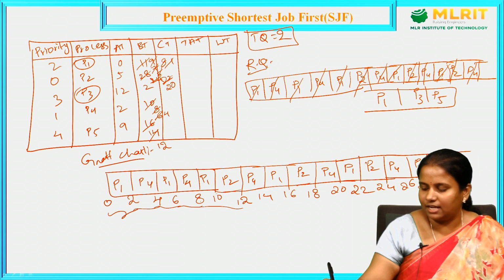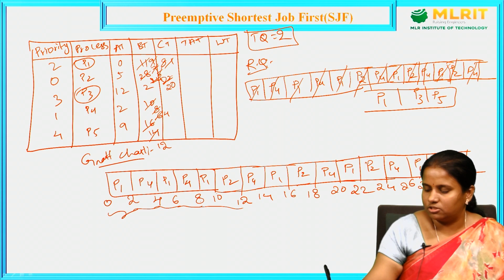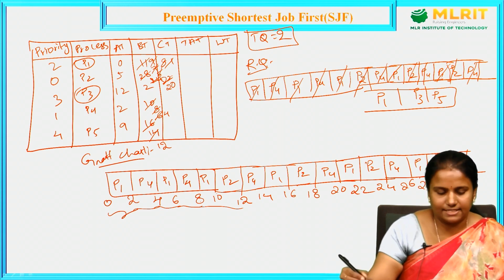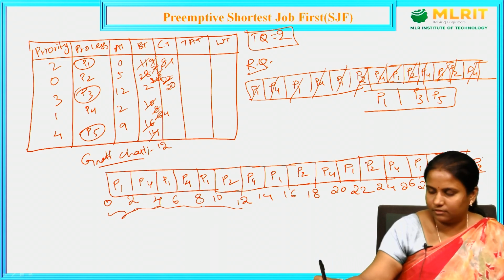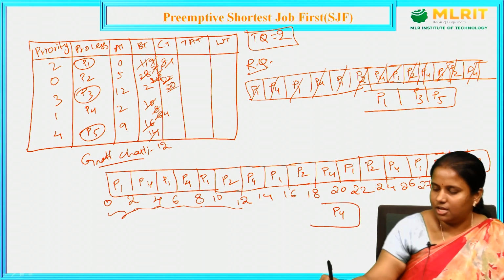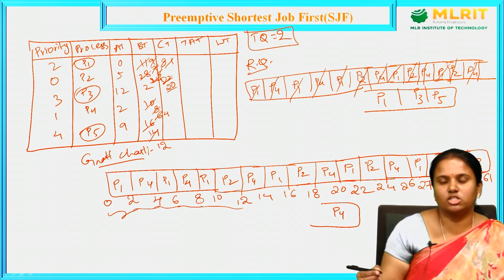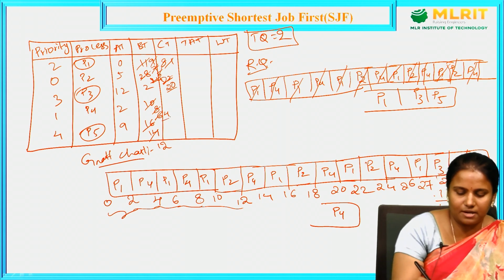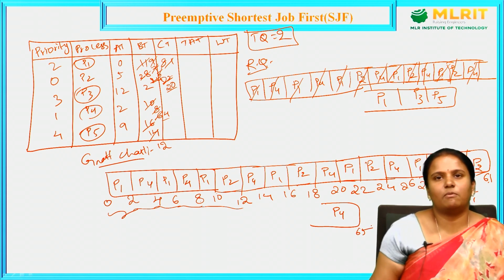So we need to calculate directly. P5 has 12. So 29 plus 12 is 41, so P5 completes by 41. Next, P5 completed, then we take P2, P4. P2 with the burst time of 20. So 41 plus 20 is 61. So P2 completes its execution by 61. Then P4 is remaining with 4. So P4, 61 plus 4 is 65. So this is the Gantt chart.